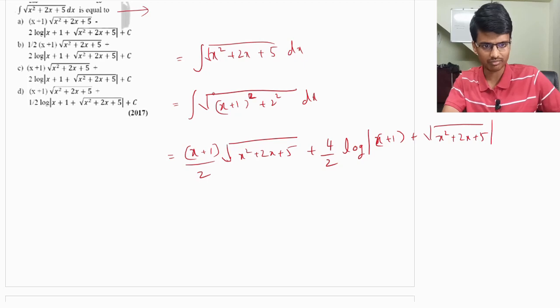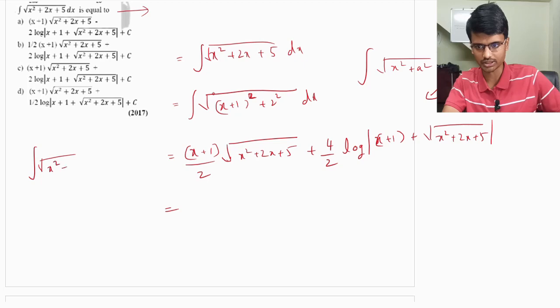You can refer to the textbook. I've used the standard result, the integration of root of x square plus a square, dx. You can check it. I have applied the formula for that. Let me write it down. Which of the options matches here? I think the correct answer is option B. Option B is the correct answer.